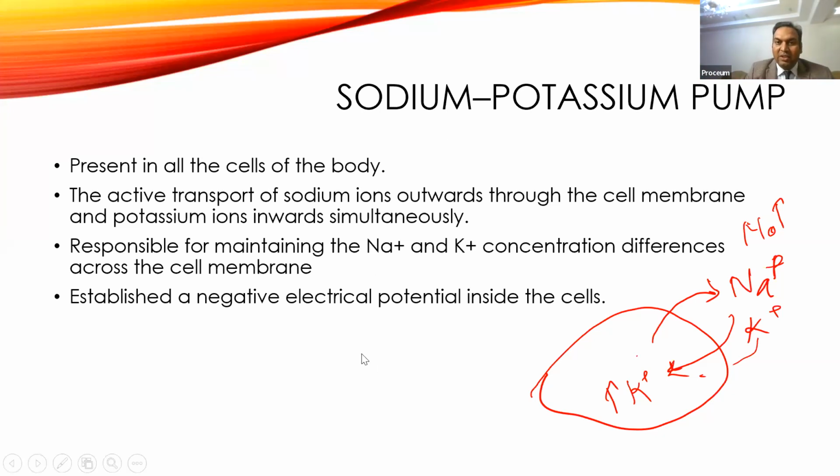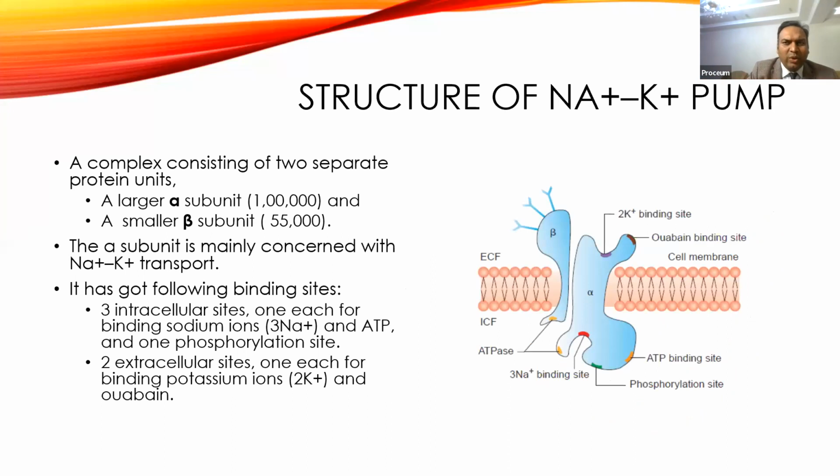Okay, now we'll see the structure, how the sodium potassium pump looks like. It is made up of 2 separate polypeptides. That is a larger subunit alpha, which has a molecular weight of around 1 lakh, and a smaller subunit beta, which has a molecular weight of somewhere around 55,000.